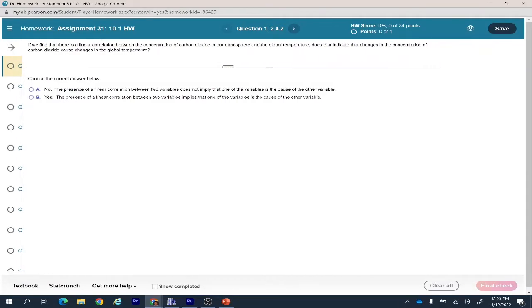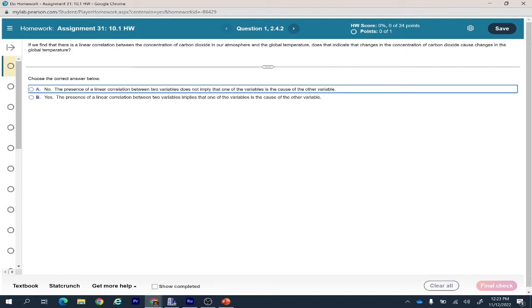Okay, so this is problem number 1. If we find that there is a linear correlation between the concentration of carbon dioxide in our atmosphere and global temperature, does that indicate that changes in the carbon dioxide cause changes in the global temperature? So the answer is no, because even though there is a linear correlation, it doesn't mean that if you change one variable, it will change the other variable as well. Correlation just means based on that sample there is a correlation between them, nothing else. Okay, so the answer is no.